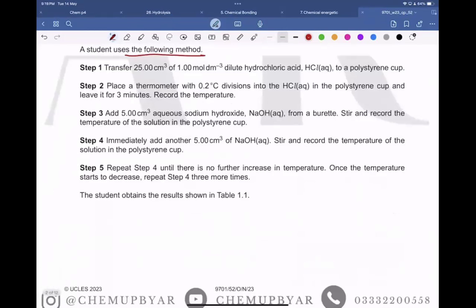Now, step 1. Transfer 25 cm³ of 1 mol per dm³ hydrochloric acid to a polystyrene cup. Place a thermometer with 0.2 degrees Celsius divisions into the HCl in the polystyrene cup and leave it for 3 minutes. Record the temperature.